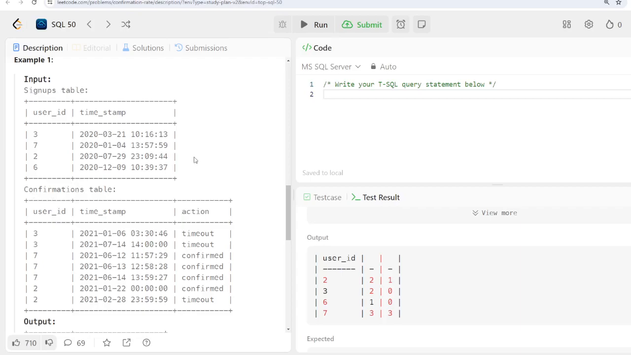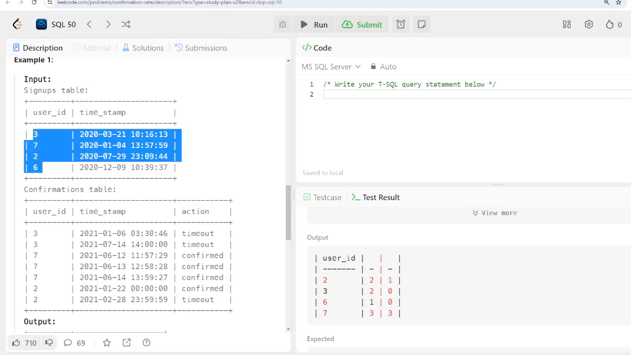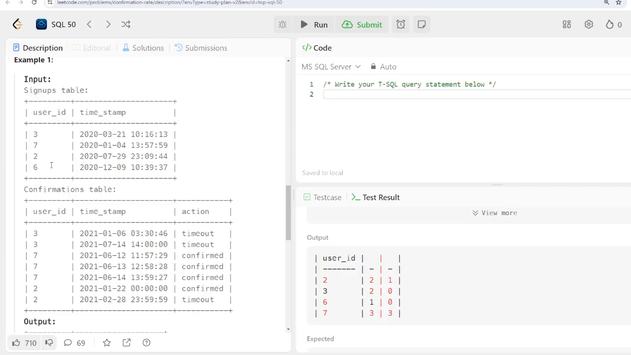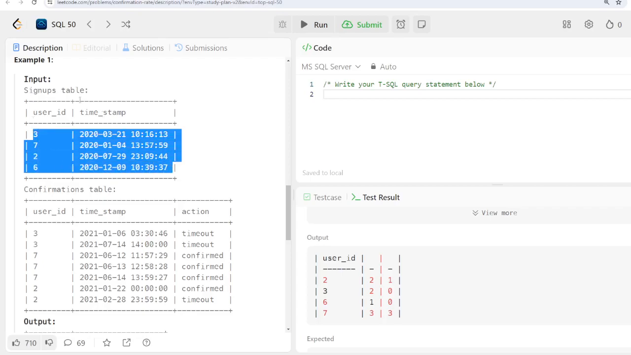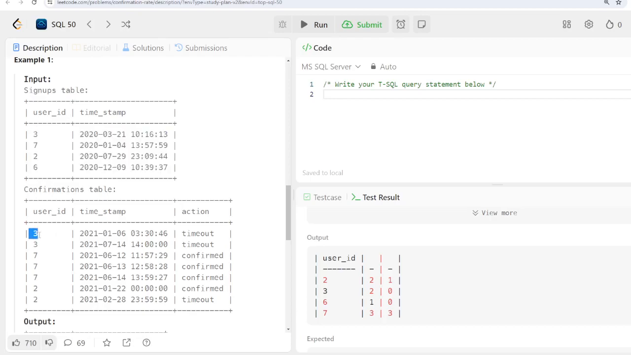And now the question is what type of join should I use? So basically there can be a thing that some user requested a confirmation message and some user did not request a confirmation message. So for example 3, 7 and 2 requested a confirmation message and 6 does not request any confirmation message. So basically I need everything from this table, basically that is my left table, and the user who requested a confirmation message.